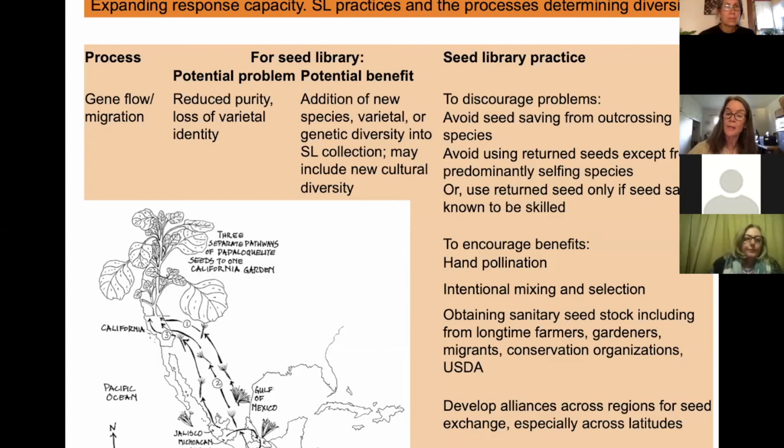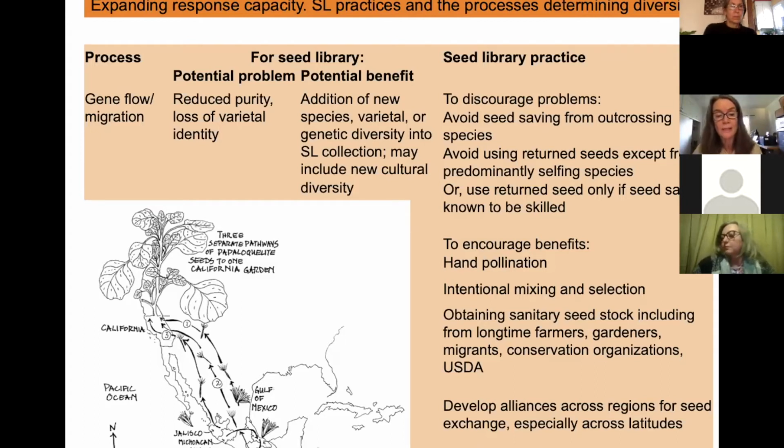So creating alliances across regions and especially across latitudes can be really valuable for accessing seed that might be adapted to what your environment is becoming. And also collaborating with plant breeders.